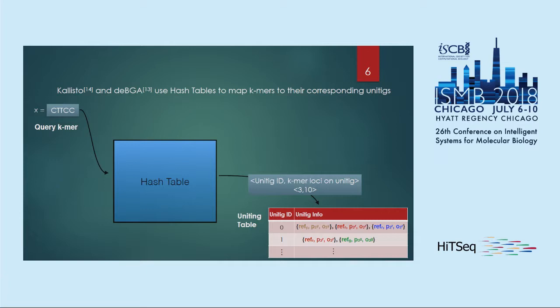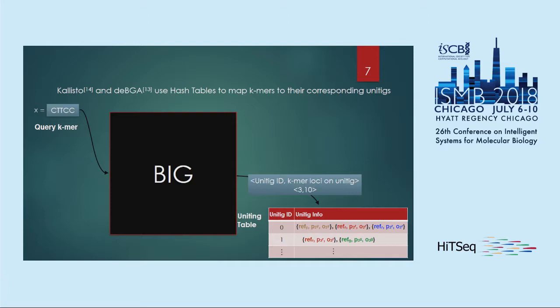So there exist other tools that build an index on top of a compacted de Bruijn graph, such as Kallisto and deBGA. What they do is that they store all the set of distinct k-mers in a hash table. And then the value corresponding to each key is the unitig that this k-mer belongs to, and the position of that k-mer in that unitig. But the problem with a traditional hash table is that they're big. You need to spend at least 2k bits to store just the key, which are k-mers, and then some extra bits to store the values associated to that k-mer.